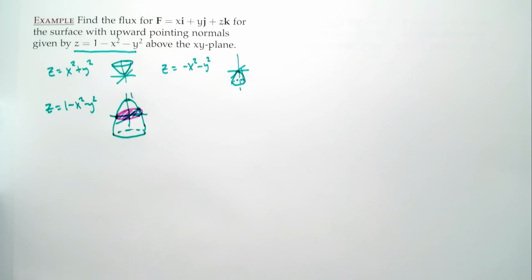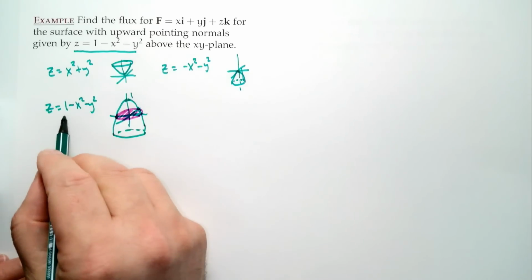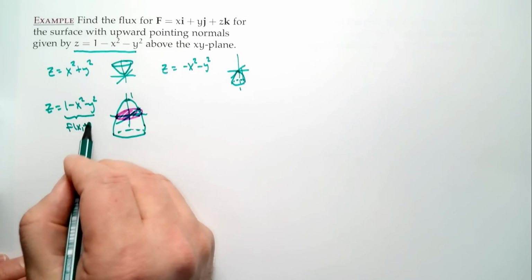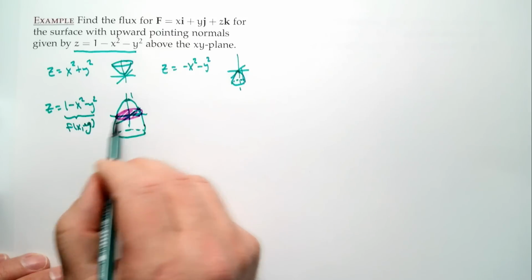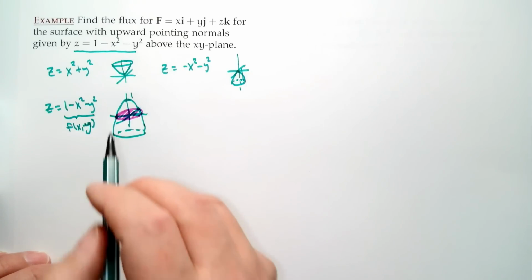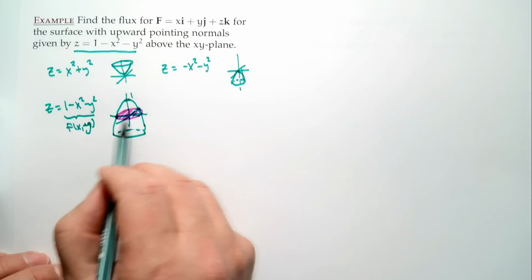So let's talk about, well, what do we need? We have our function. So we already have our f of xy. That's the 1 minus x squared minus y squared. That's our f of xy. Do we know our region? Well, what is our region? The unit circle.